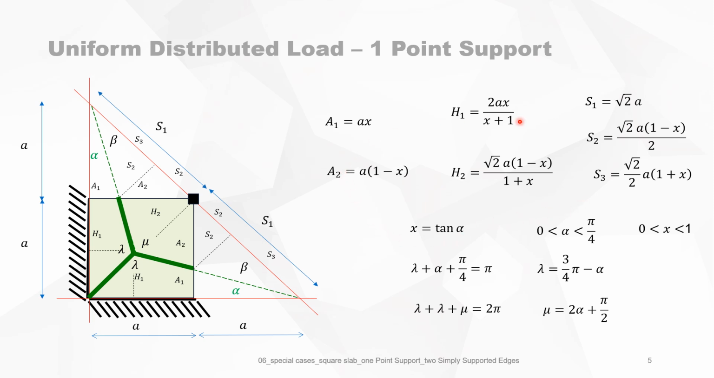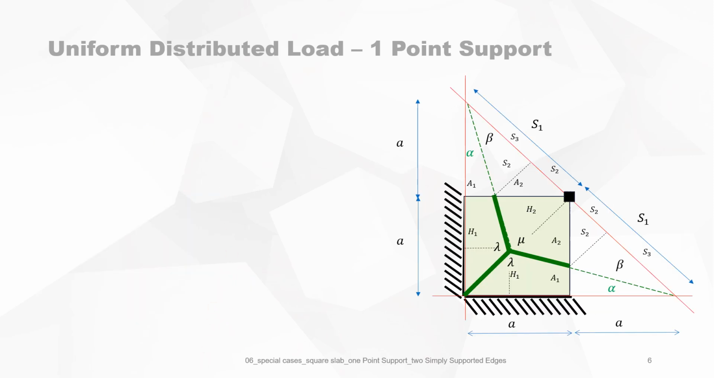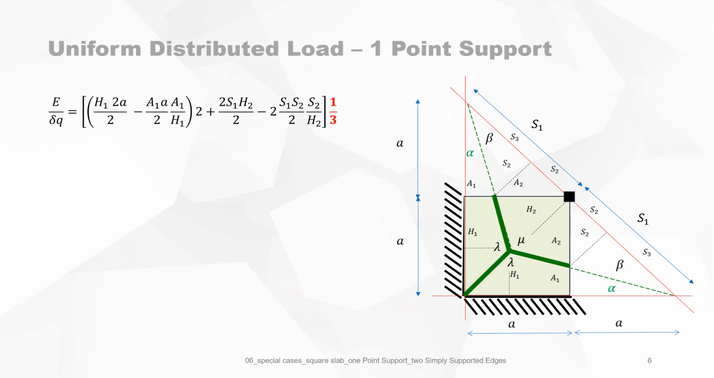So now we have all the important parameters to calculate E or D for the maximum bending moment, expressed in one parameter, which we are going to optimize. The work done by the external forces, now we calculate it, and we take E over delta q.